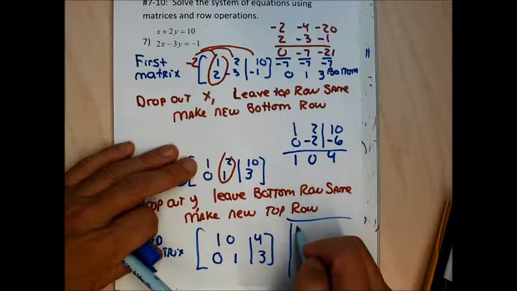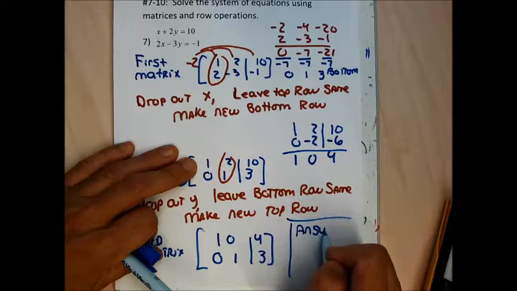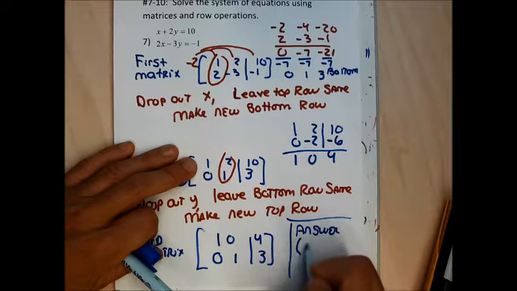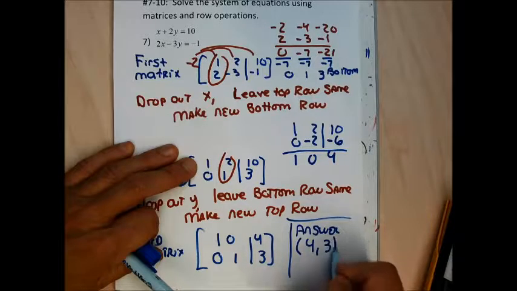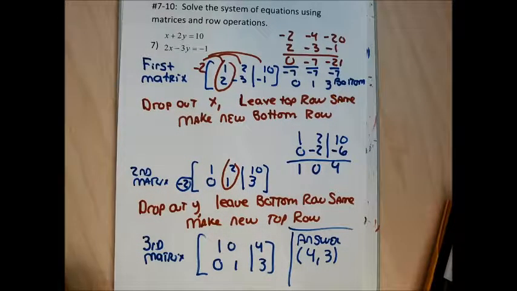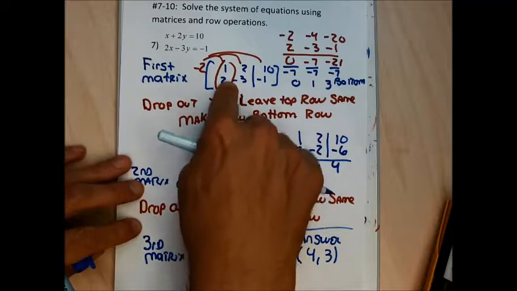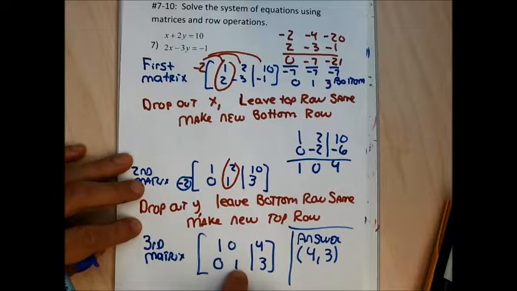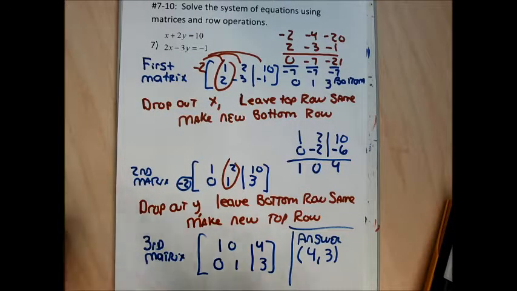So the answer should be x equal to 4, y equal to 3. When I do this on my calculator, I'm going to enter this first matrix, do RREF of A, and it better give me that matrix. If it doesn't, I've made a mistake.